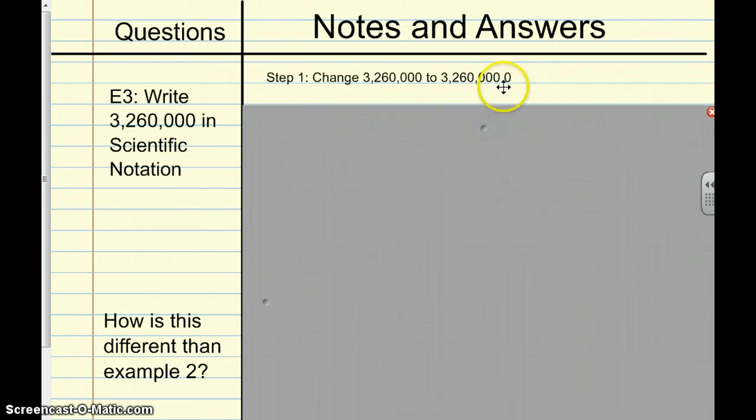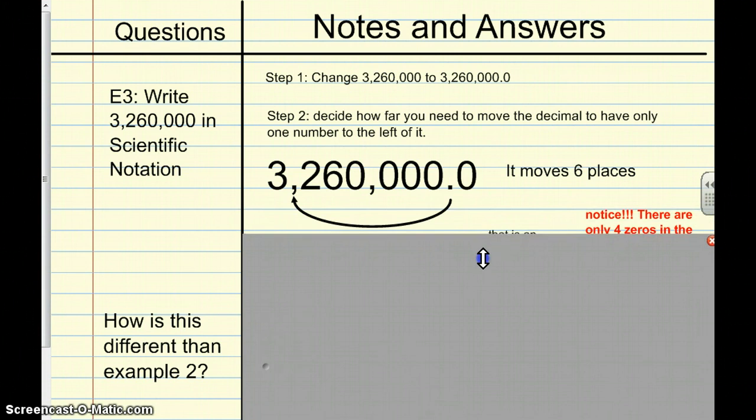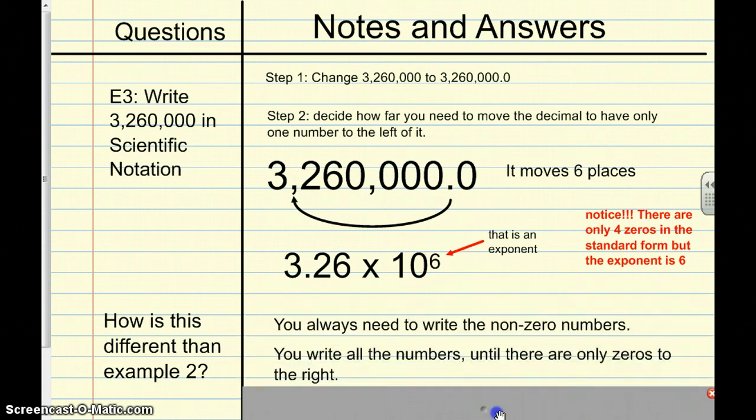So let's see here. We put the decimal in. How far do we need to move it to get there? Well, we have to move it 6 places, just like the last one. So it's going to be 3.26 times 10 to the 6th power. Notice there's only 4 zeros up here in the original number, but the exponent is 6. Also, you always need to write the non-zero numbers. So you'll see here 2 and 6 are still written, but after them it's all zeros, so that's when we cut it off.